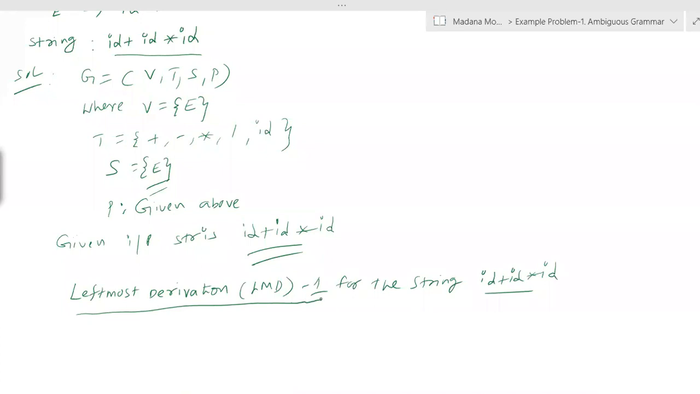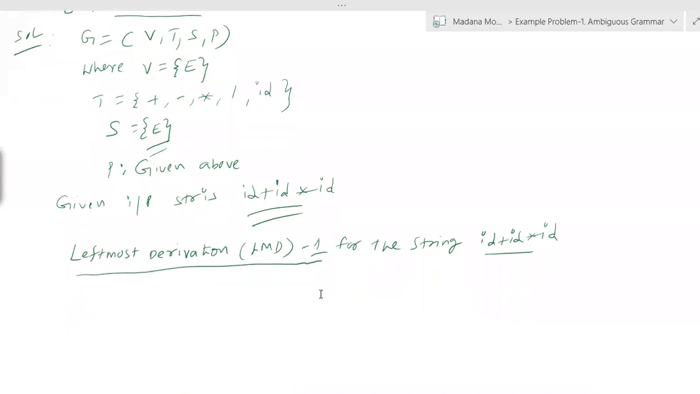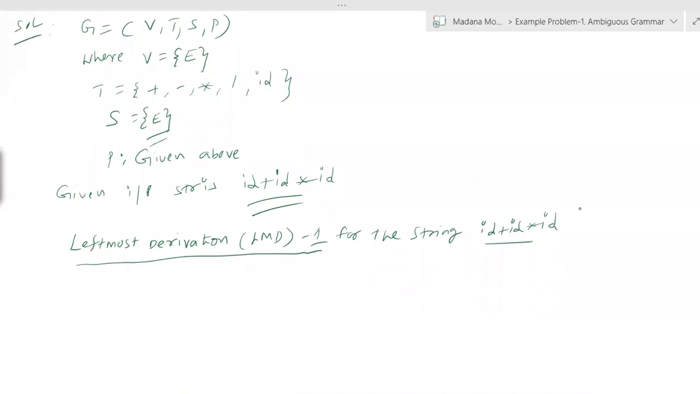So let us derive this using leftmost derivation. Now what you have to do, either leftmost or rightmost derivation. First we will start with the starting production. E is our starting production, E derives. So E consisting of, now we are using leftmost derivation, suffix with LM.